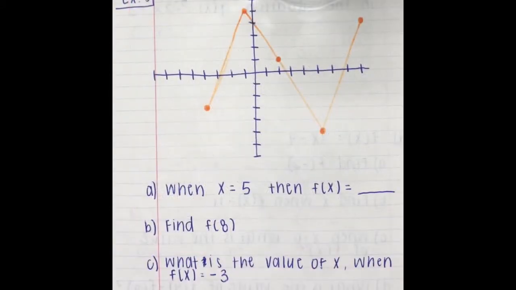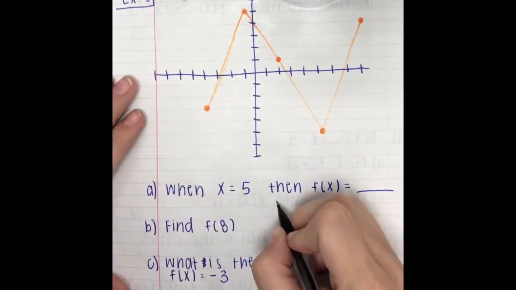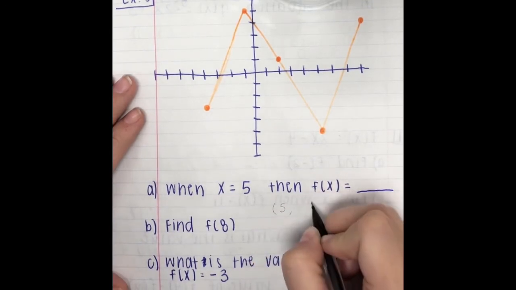All right, example 5. We're doing the same kind of thing, but now we're just looking at it on a graph. So when x equals 5, then f of x equals blank. It didn't give us an equation here. We don't have anything to plug 5 into. So what we're going to do is look at our graph. You're given x. I want to know the y that corresponds with x. So if you want to list your coordinate point, x is 5.